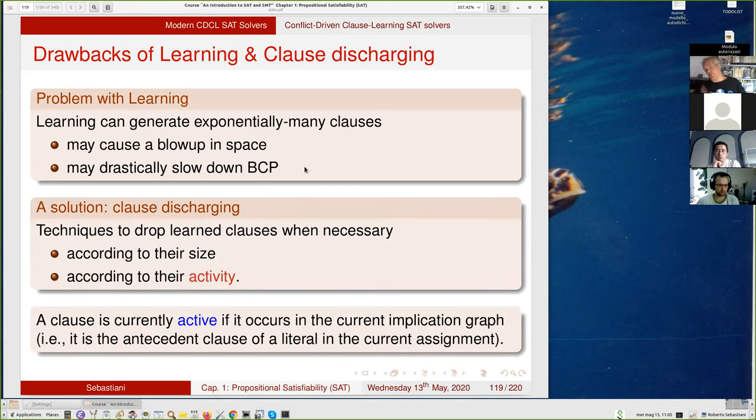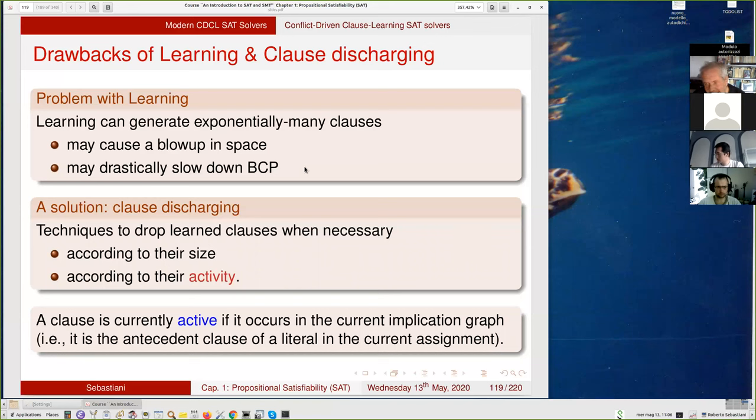So what was noticed from the early beginning, and I tell you, be careful about this point, because there are some people who still believe that CDCL requires exponential space. No, that's not true. It requires polynomial space, due exactly to the next step I'm going to explain. What you can do is discharge learned clauses, provided that they are no longer active. What does it mean? All CDCL solvers allow you to discharge, so to drop from the formula, some of the clauses that you have learned.